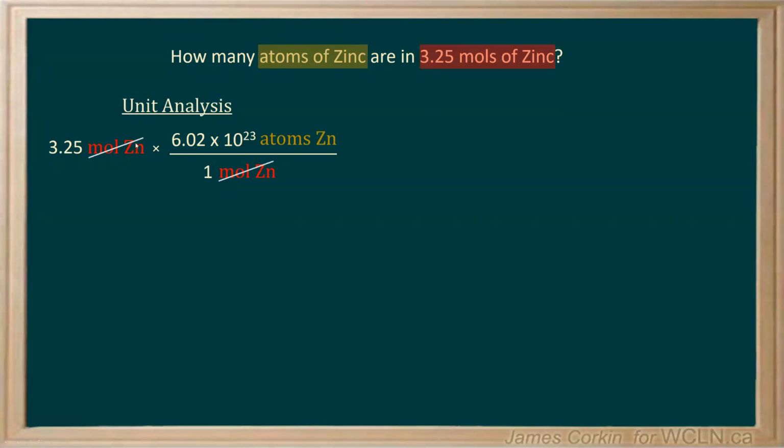Before you do that, make sure you indicate in some way that your units cancel correctly. So you can see in this case, I start with moles. I have moles in the denominator here. So those units cancel out, leaving me the units of atoms of zinc, which is what I am trying to find.